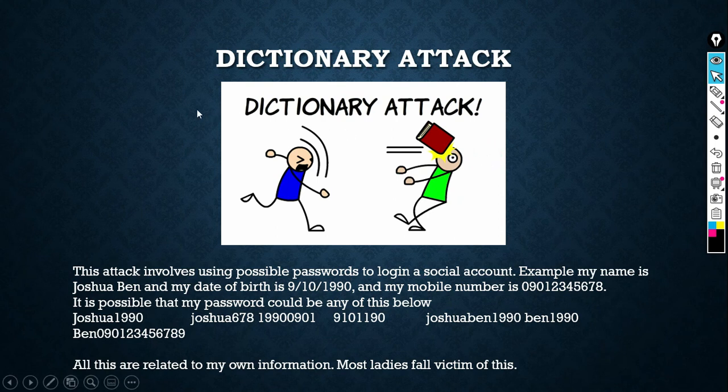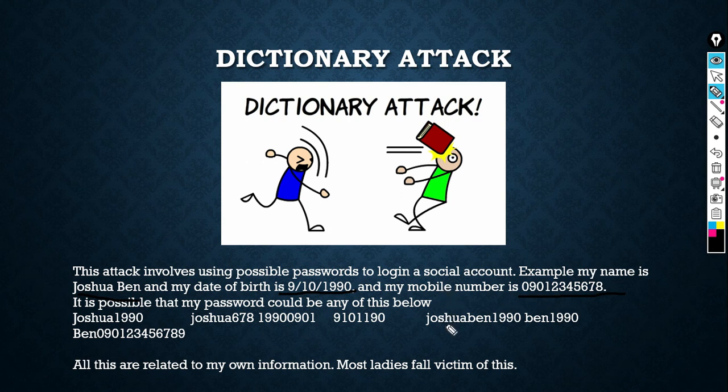Now, secondly, we have dictionary attacks. Dictionary attacks involve the use of possible passwords to log in to a social account. Example is, my name is Joshua Ben, and my date of birth is 9th of 10, 1990, and this is my mobile number. So possible passwords from me as Joshua Ben could be Joshua1990. That is the combination of my first name and my date of birth. Joshua678. That is a combination of my name and the last 3 digits from my phone number.